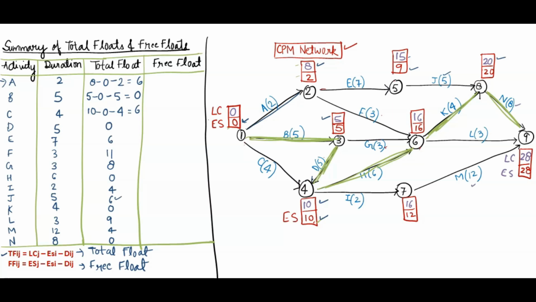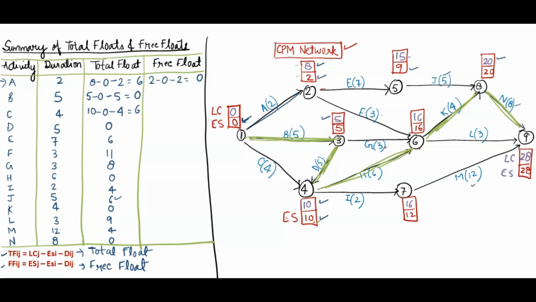Now coming towards free float. For free float the formula is ES of ending activity minus ES of starting activity minus duration. So that is simple. Both the ways, from starting and ending activity we have to take ES only. Okay. So for free float, let's see activity A. For A activity we have to take ES of starting and ending, subtract and then subtract the duration. So for A activity ES of starting is 2, ES of ending is 0 and duration is 2. So 2 minus 0 minus 2 equals, we'll get 0 here.